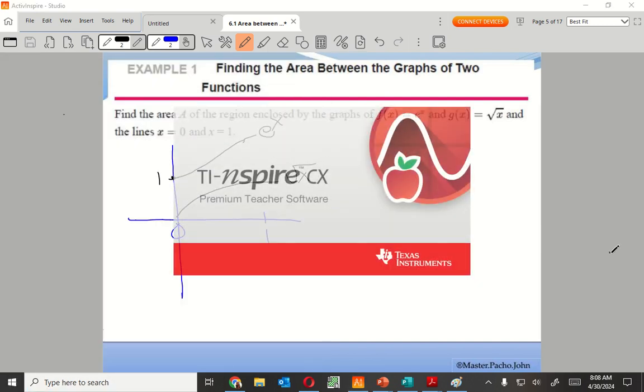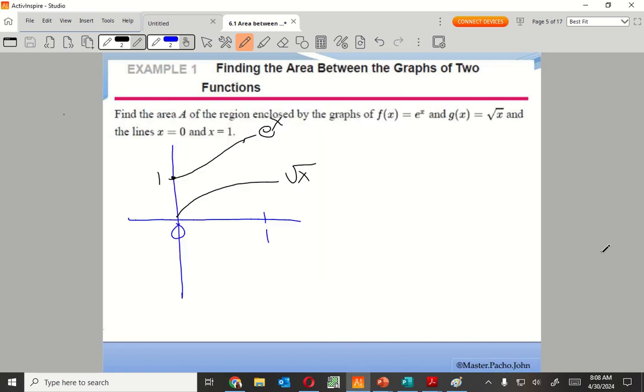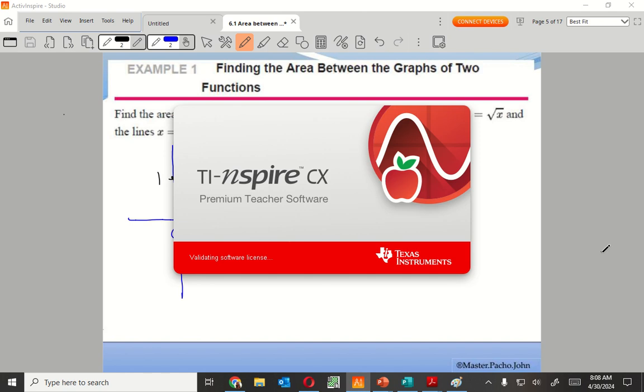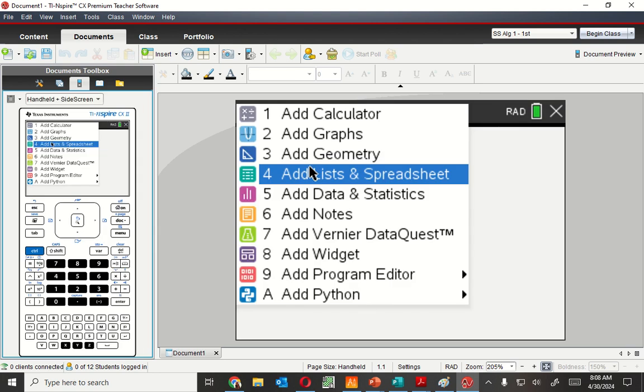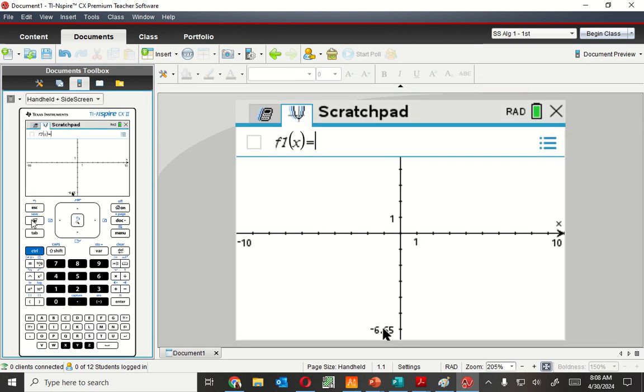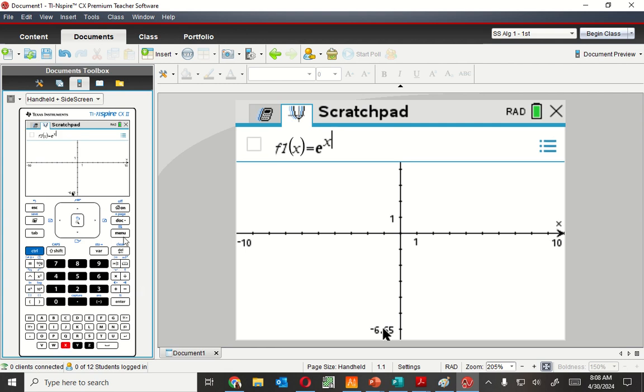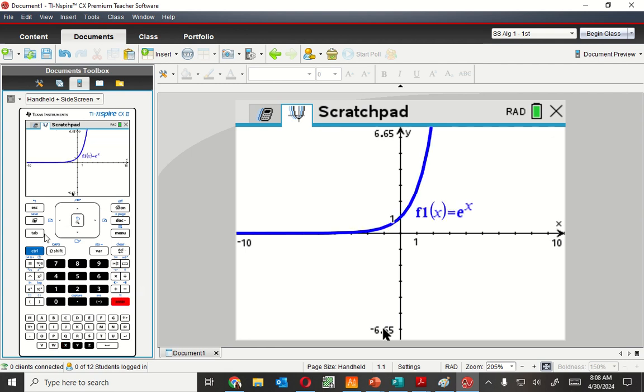Since you hate my drawing so much, let's go ahead and show it. If you have your calculator, my first one was e to the x. Hit enter, and for the next one hit tab, and it is square root of x. Enter.